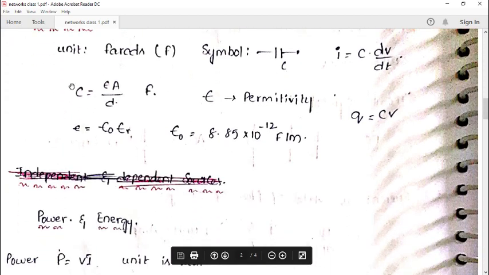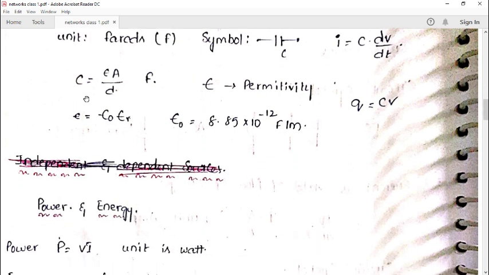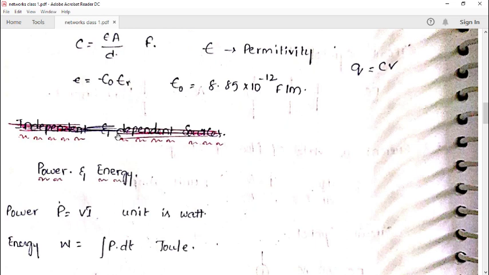And when a parallel plate capacitor is there, the capacitance of a parallel plate capacitor is epsilon A by D farad, where epsilon is permittivity of material, which is equal to relative permittivity epsilon r into epsilon naught. Epsilon naught value is this one, and according to Ohm's law, Q is equal to CV, a very important equation, where Q is charge, C is capacitance, and V is voltage applied.